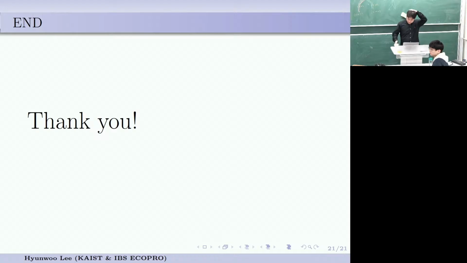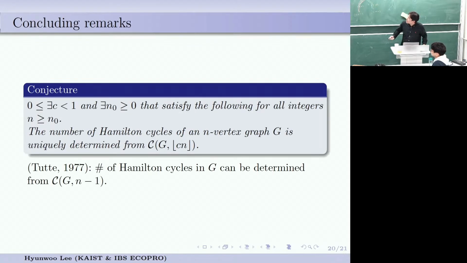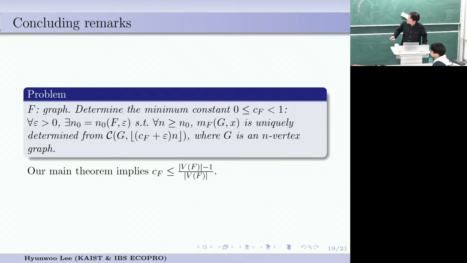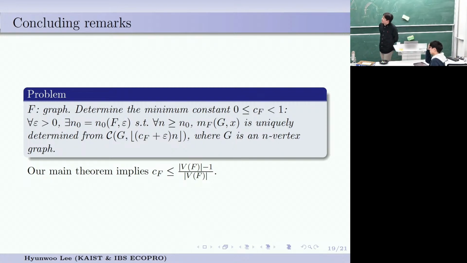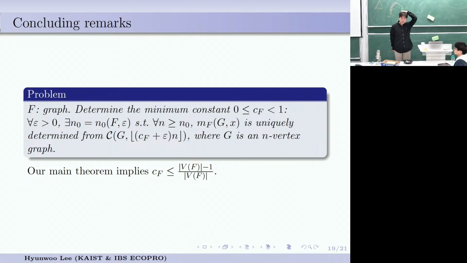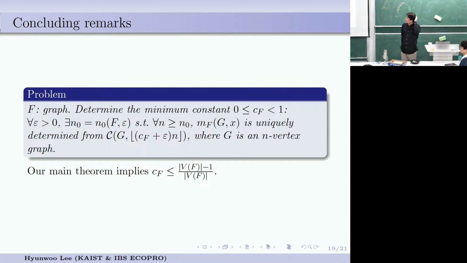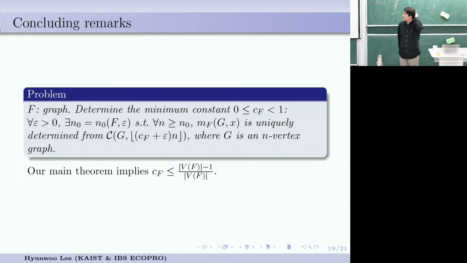Could you go back to 2 slides before? Yep. So why your construction for the tightness for hypergraph matching does not work for, say, triangle or K4 case?